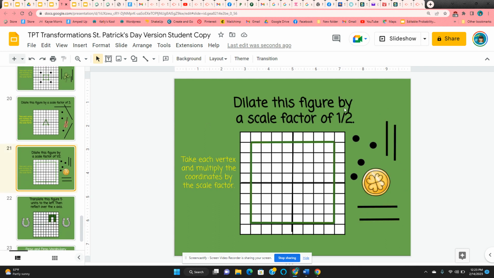And then they'll have a scale factor of 1/2. So anytime they have a scale factor that's a fraction less than 1, it's going to be smaller. So in this case, the coordinates of each one of these points is going to be divided by 2.